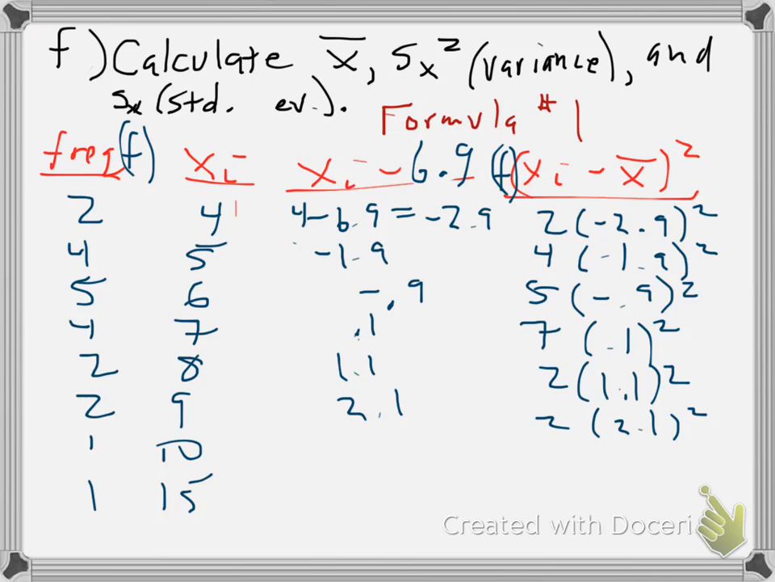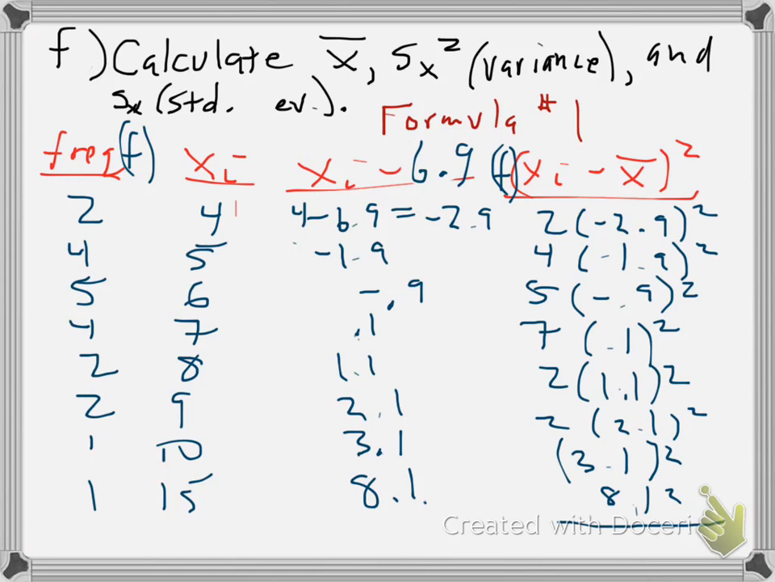Let's see here, 10 minus 6.9 is 3.1, and there was only 1 of those, so we're going to have 3.1 squared. And lastly, 15 minus 6.9 is 8.9, is that right? I'm going to double check that. And that's why I double check it, because I was wrong. It's not 8.9, it's 8.1, right? So this is going to be 8.1 squared.